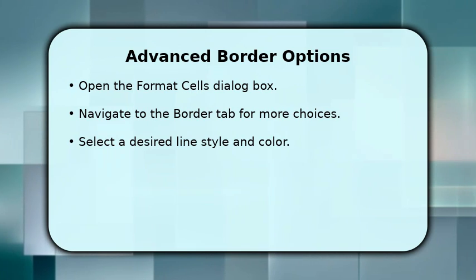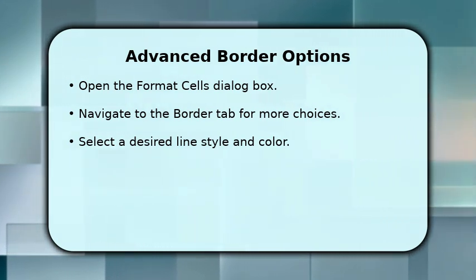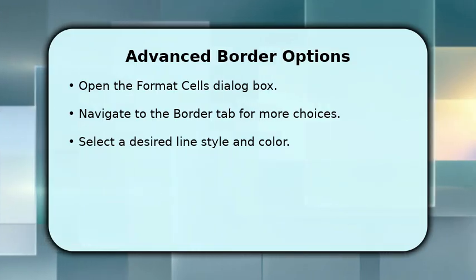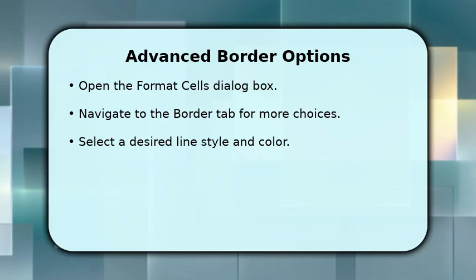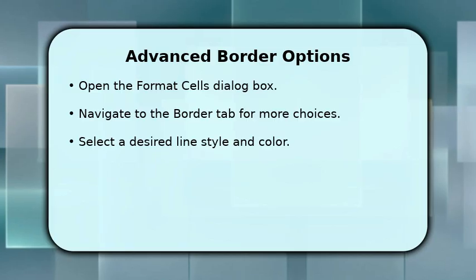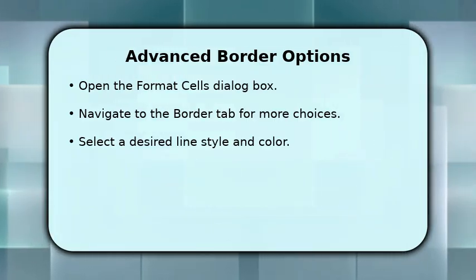In the dialog box, navigate to the Border tab. Here, you can pick specific line styles, colors, and even apply borders to individual sides of a cell or range. This method offers precise customization, allowing you to create exactly the look you need for your data presentation. It's perfect for detailed formatting.